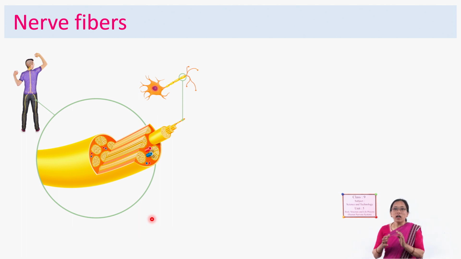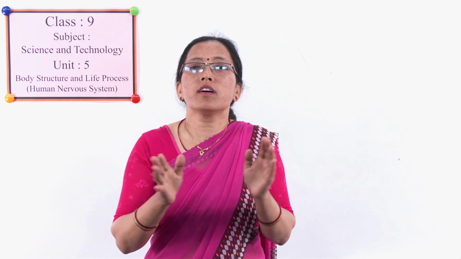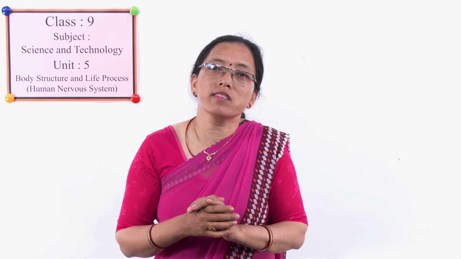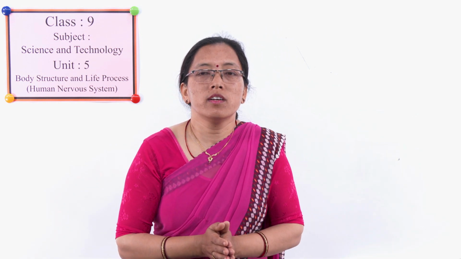Now, the central nervous system alone cannot connect with the other organs. We have already discussed this in the previous class also. There are some nerves which arise from the central nervous system to form the peripheral nervous system. Then what are those nerve fibers? What do you mean by nerve fiber?